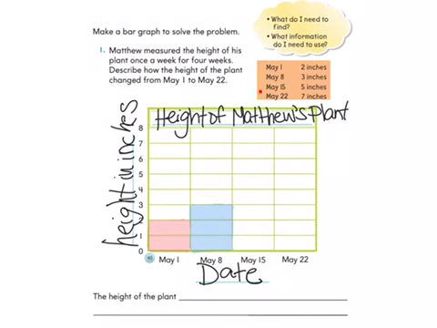Now May 15th, it was 5 inches tall. So I'm going to make sure that bar ends at 5. I'm going to fill my bar in. And then lastly, the last time he measured it, it was 7 inches tall. So my bar needs to end at 7 inches.